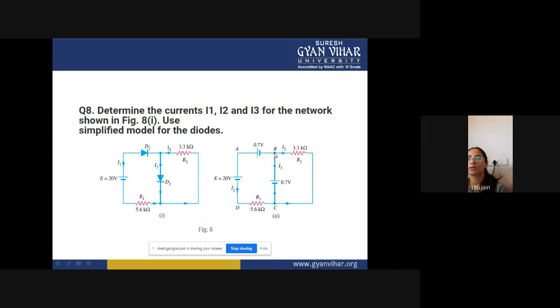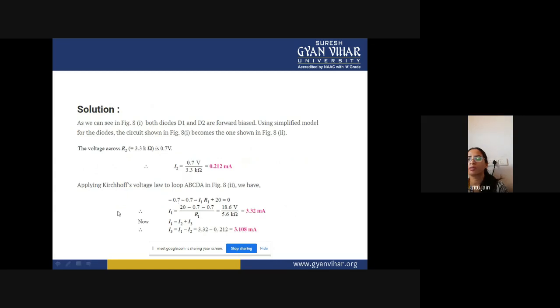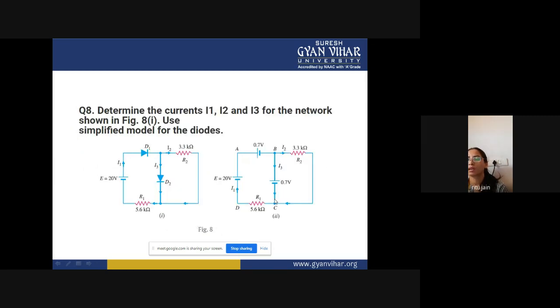So first, you can apply KCL at this node. You can see that the incoming current is your I1, which is dividing into two branches. So I1 is equal to I2 plus I3. So you will get the first equation, I1 is equal to I2 plus I3. Now in branch 3, the voltage drop is equal to 0.7 volt, and there is no resistance. Okay. So let's start with this loop.